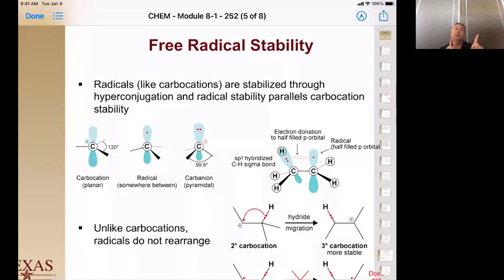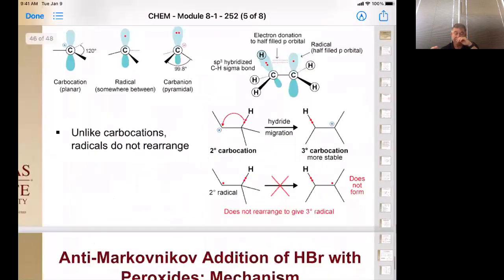So what that means is that with that one half-filled orbital, it is stabilized by hyperconjugation by the adjacent carbon-hydrogen bond. So that means if we have an adjacent bond there, it's going to help stabilize. Now, what does that mean? That means wherever you form your radical, it's going to stay there, because radicals do not rearrange like carbocations do.